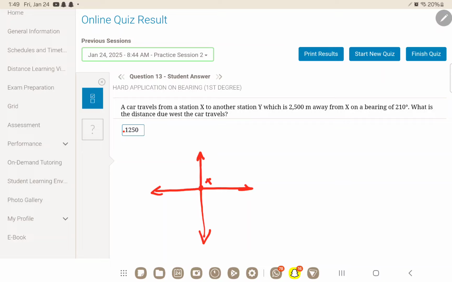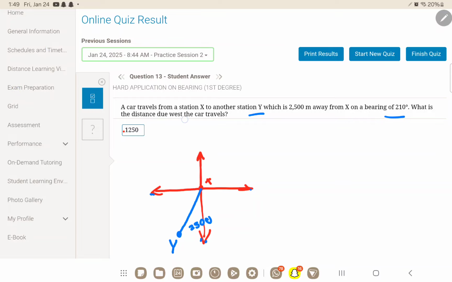Now, we know that Y is on a bearing of 210, and we know that this here is 90, this is 180 degrees, this is 270 degrees, and this is 180. So realistically, 210 would be 60 degrees away from 270. So somewhere around, let's say here, and here you'll find point Y. Actually, more accurately, it would be somewhere here. So this is your point Y, and we know it's at a distance of 2,500 meters away.